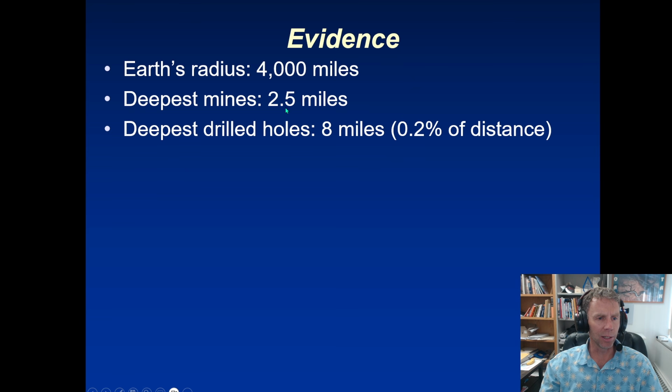And so the point here is that with all our technology and all our advances, we have only been able to directly sample, directly access the Earth's interior a minuscule amount of the full distance to the center of the Earth. And so where does our evidence come from? Well, it doesn't come from any direct methods. It has to come from indirect data.